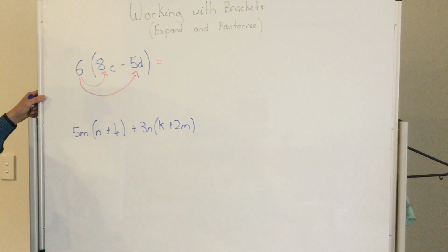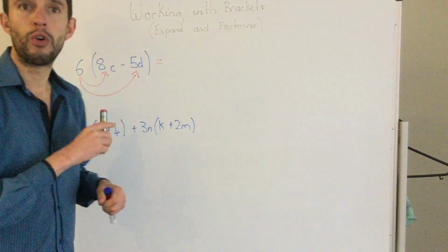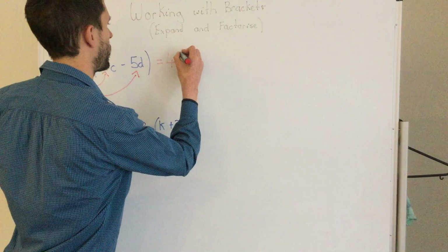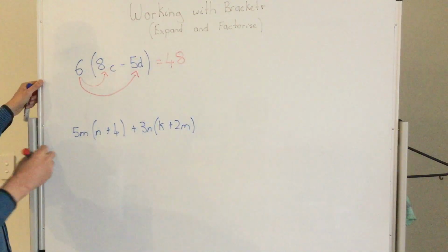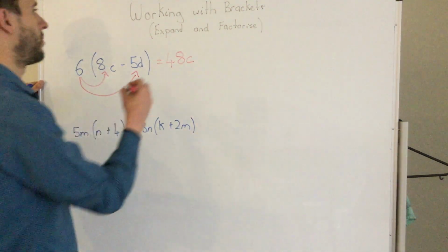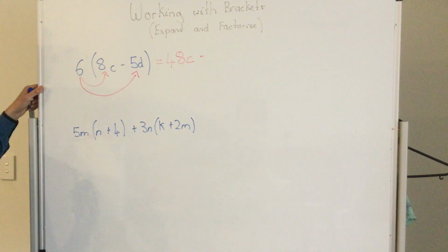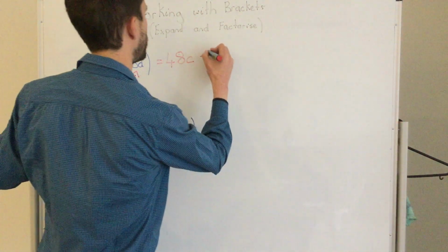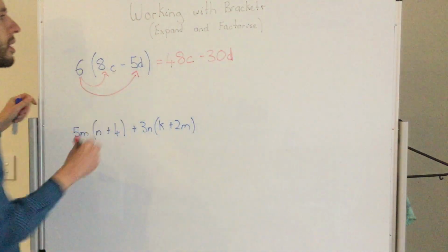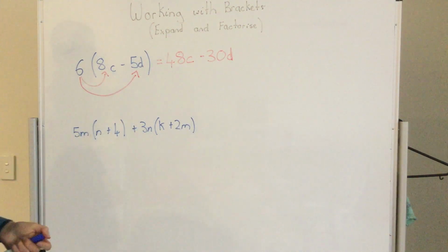6 times 8C, so 6 times 8 equals 48. So 6 times 8C equals 48C. Minus 5D times 6. 5 times 6 equals 30. So minus 30D. So they are exactly the same. We've just expanded it out.